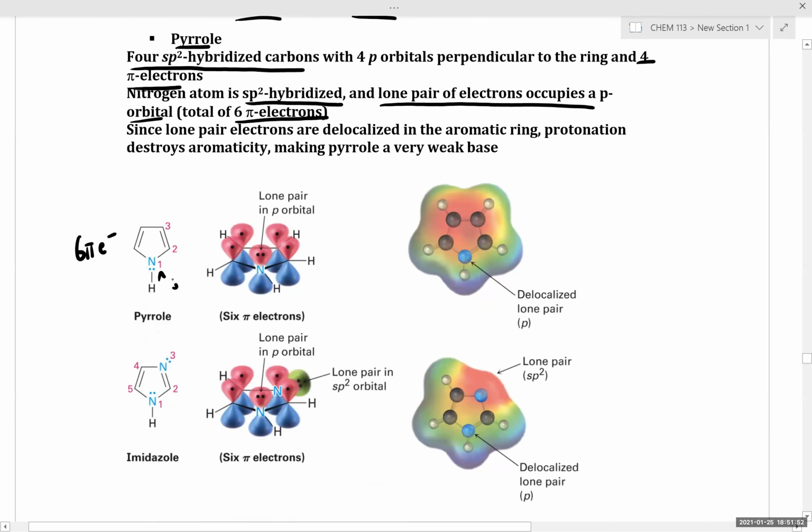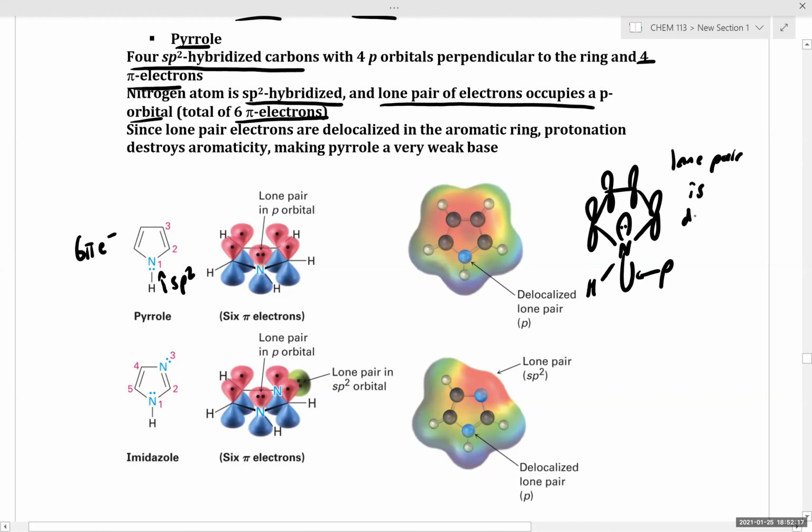Now, the pyrrole nitrogen is sp2 hybridized, and compared to pyridine, for our pyrrole nitrogen, our lone pair, instead of occupying an sp2 orbital, is placed in a p orbital, because we've used our sp2 orbitals for bonding. So this lone pair is delocalized throughout our aromatic ring. Does everyone see that?